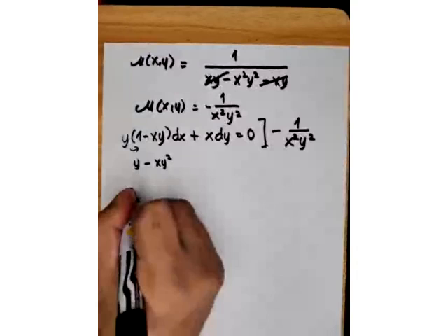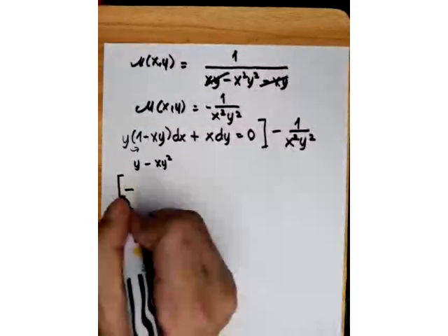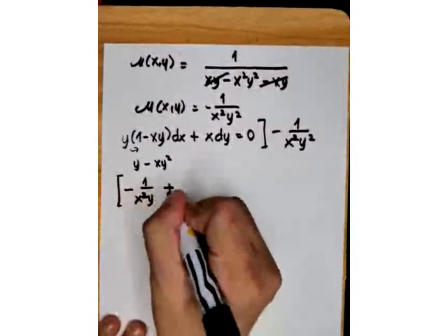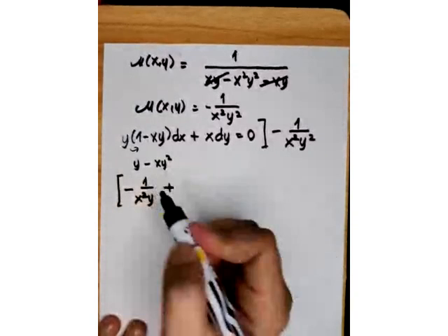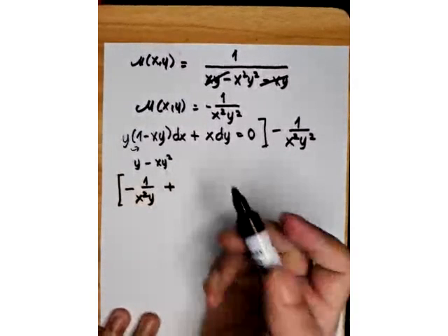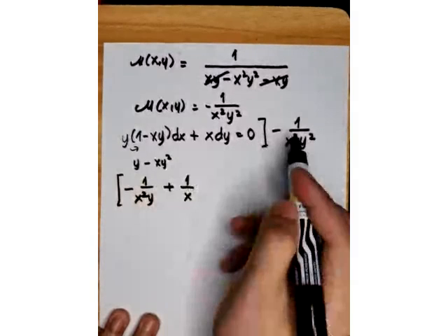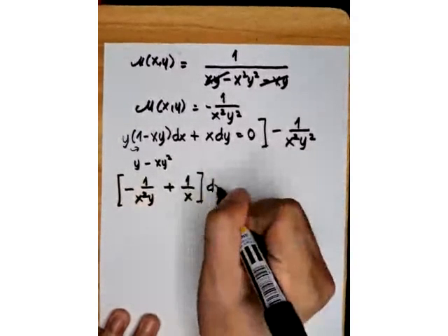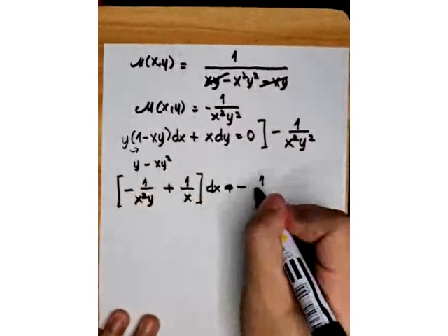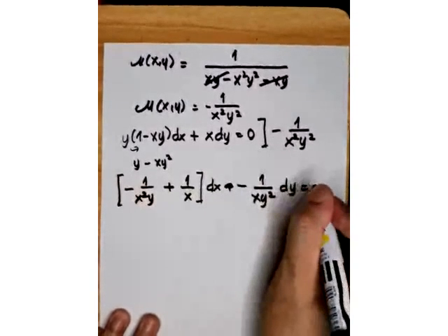So we'll have negative, cancel one y, so 1 over x squared y, plus 1 over x. Right? Cancel the y squared and one x. dx, minus 1 over, cancel one x, x y squared dy is equal to 0.